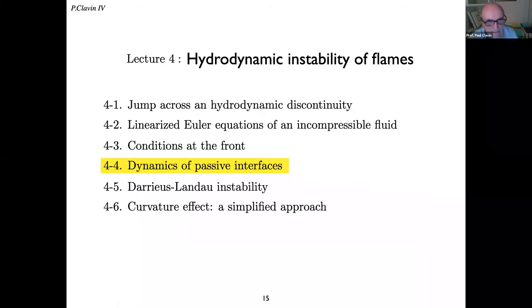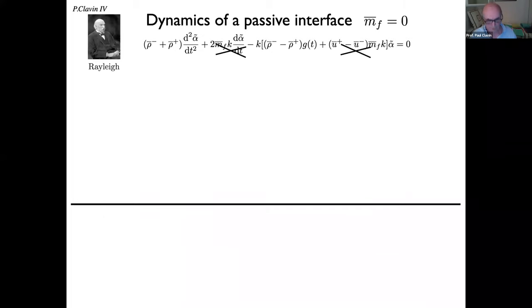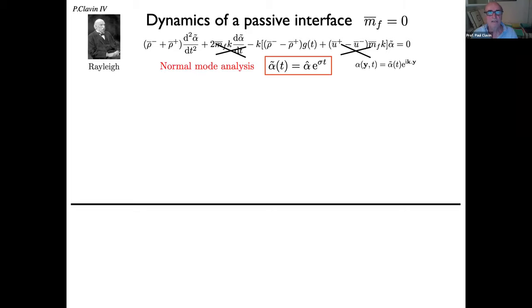So now let me consider a passive interface. What does a passive interface mean? A passive interface is an interface across which there is no mass flux. For example, between a gas, the vapor, and the liquid, neglecting the transformation of liquid into vapor. So you have the same equation as before, but you replace the mass flux here by zero. Now you look for a normal mode analysis, a solution in this form for the amplitude.